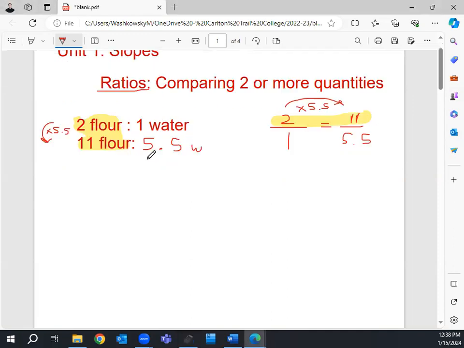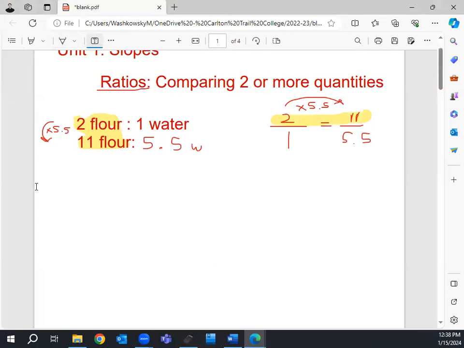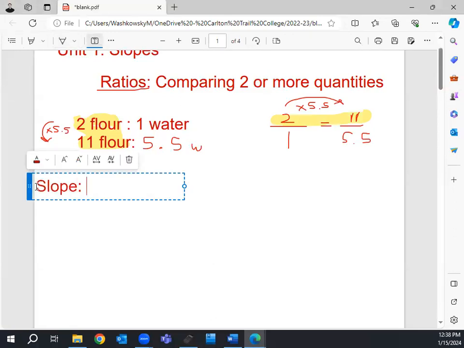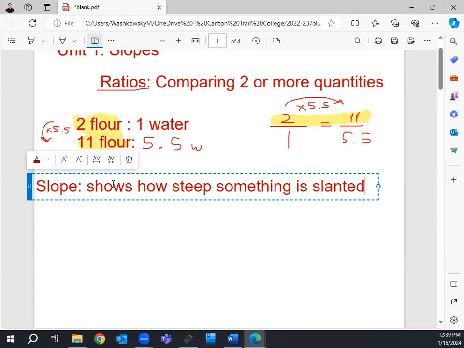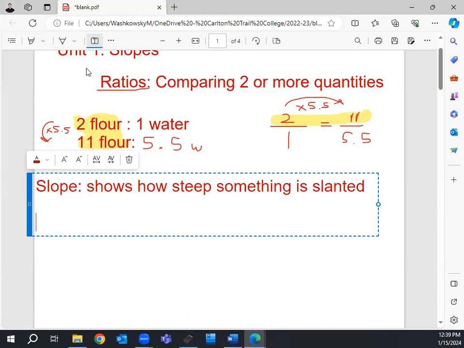But the main part of this unit realistically was slopes, right? We were looking at slopes. That's the biggest part of this unit. And so specifically, a slope shows how steep something is slanted, how steep a line is. And we got a couple of different formulas for this. The core concept, however, is this. I'll write down all the formulas, but the core concept is really this.